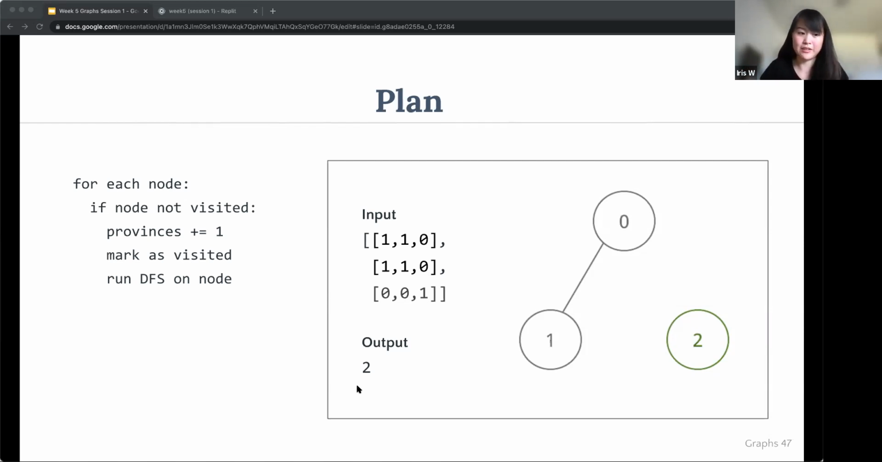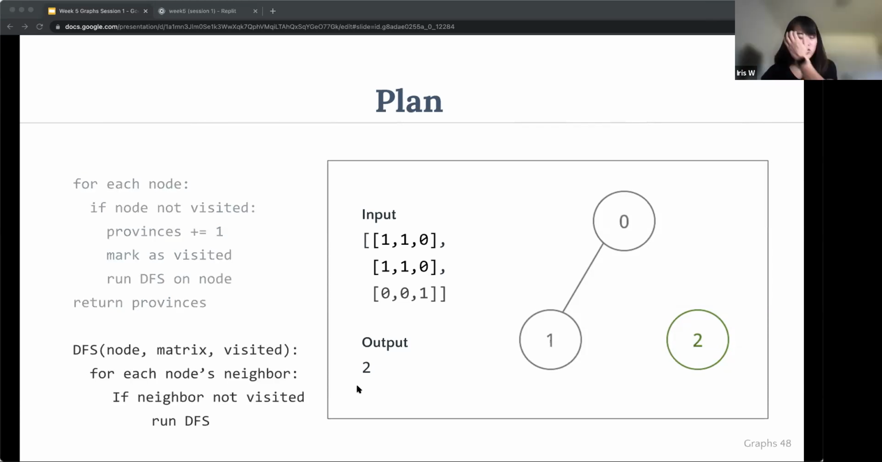And generally, I like to split up the DFS code into its own helper method, because I feel like that makes the code a bit more readable and it's a little easier to organize my code around that. And then at the end, if we've gone through all the cities, ideally the number of provinces count has been incremented properly and we'll return that count right there.